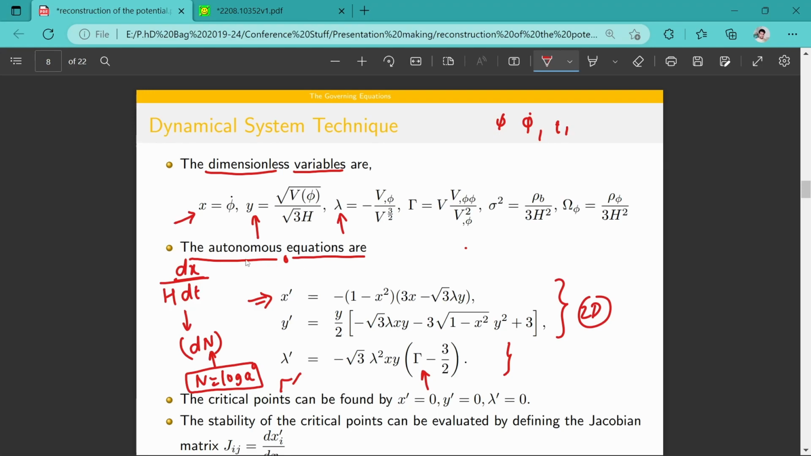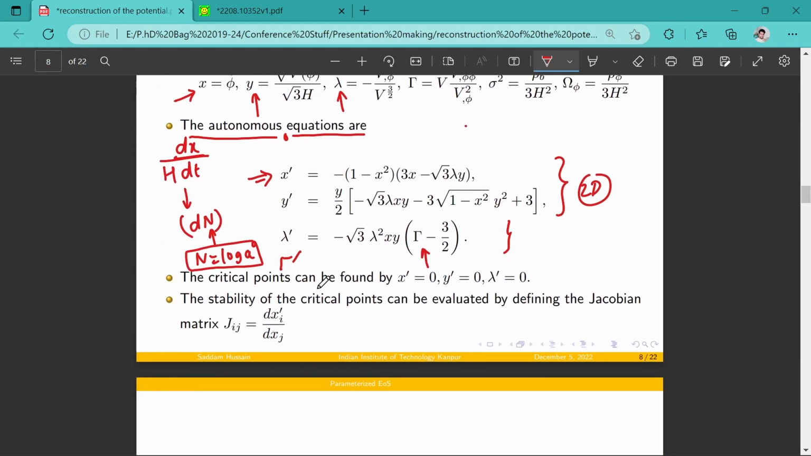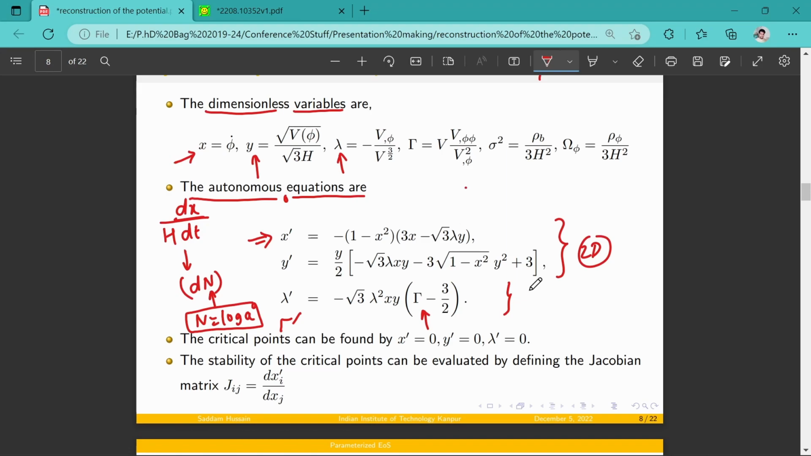Now as we have defined our autonomous system, the next job is to find the critical points of the system. The critical points can be found by setting x prime, y prime, and lambda prime to be 0. Then you will get algebraic equations, and we have three equations, so we will get the critical points, and the number of critical points can vary. Now lambda prime can be 0 if lambda is 0, x is 0, y is 0. If lambda is 0, it only tells you that V phi is 0, which makes V constant. So again, it is not a very amazing thing. It will become a trivial solution.